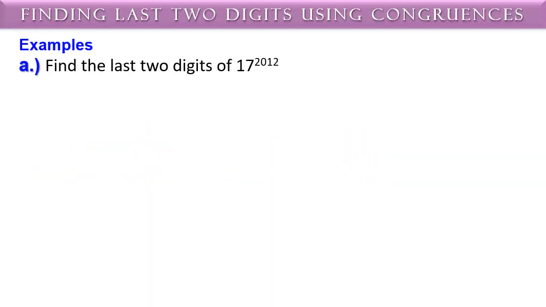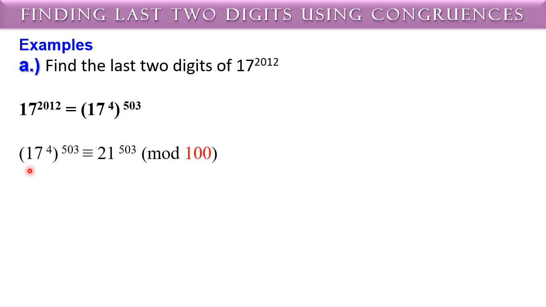Since the remainder wherein the ones digit is 1 appeared in 17 raised to 4, we need to rewrite 17 raised to 2012 in a way that we have 17 raised to 4. Thus, we have 17 raised to 2012 is equal to 17 raised to 4 raised to 503. Applying the properties of congruences, we have 17 raised to 4 raised to 503 is congruent to 21 raised to 503 modulo 100.